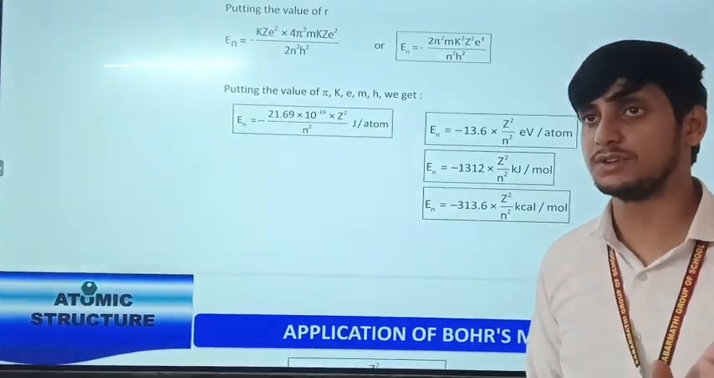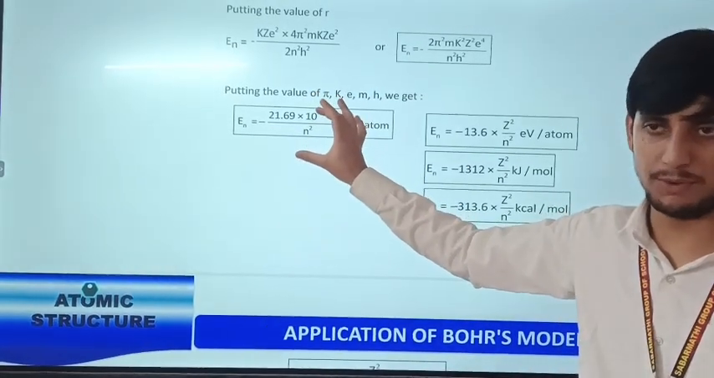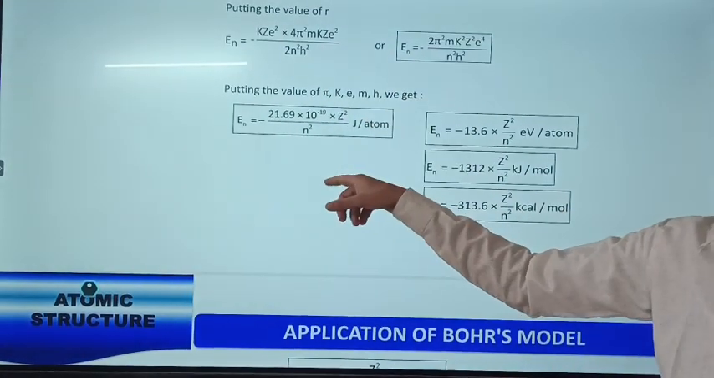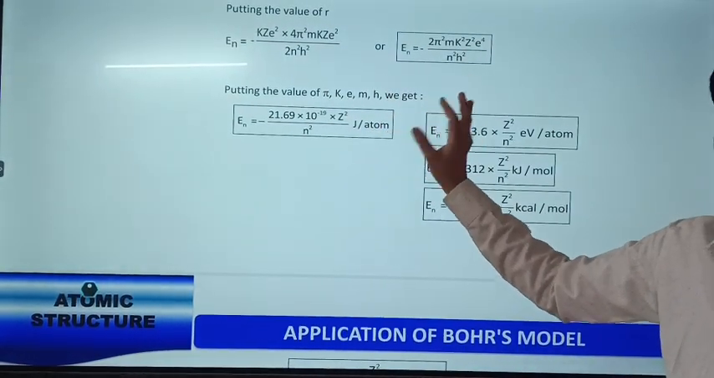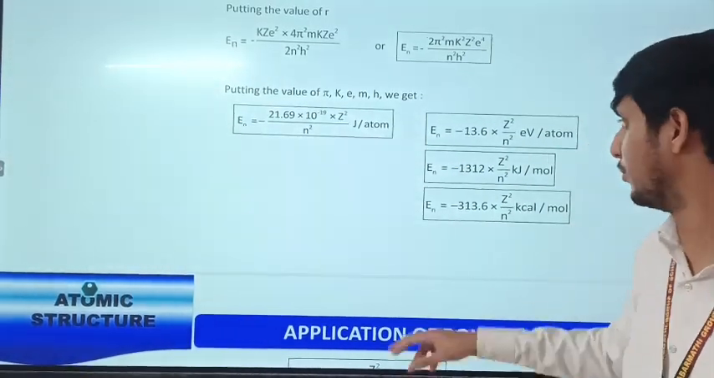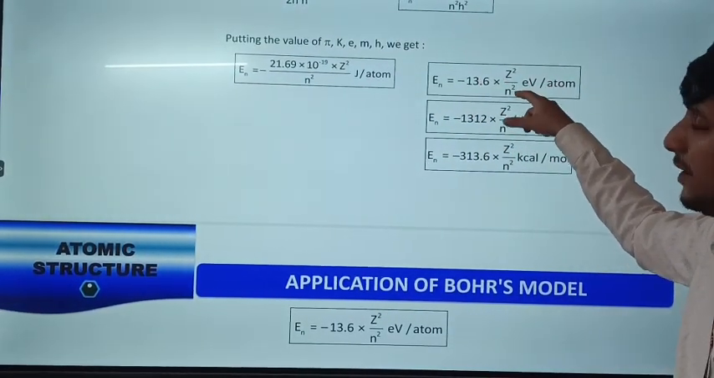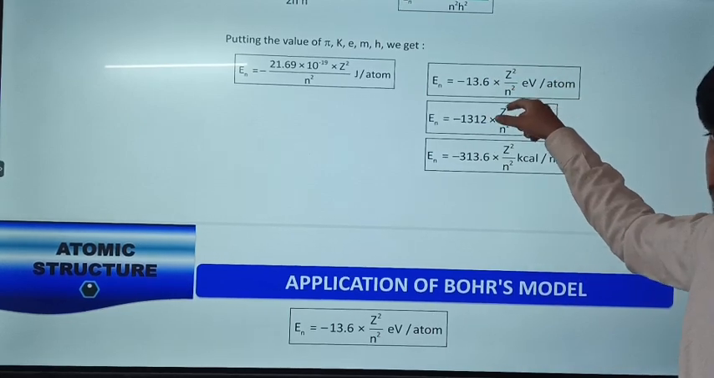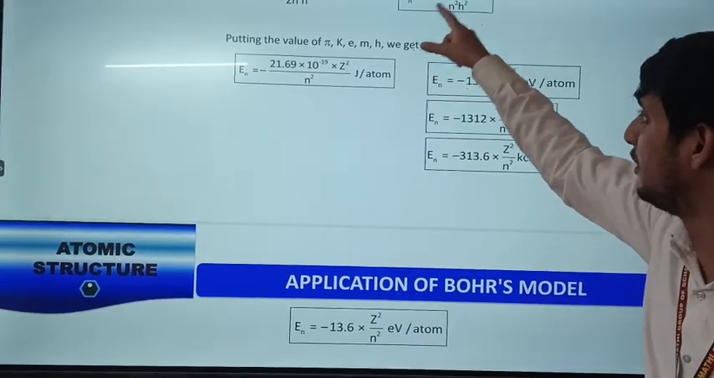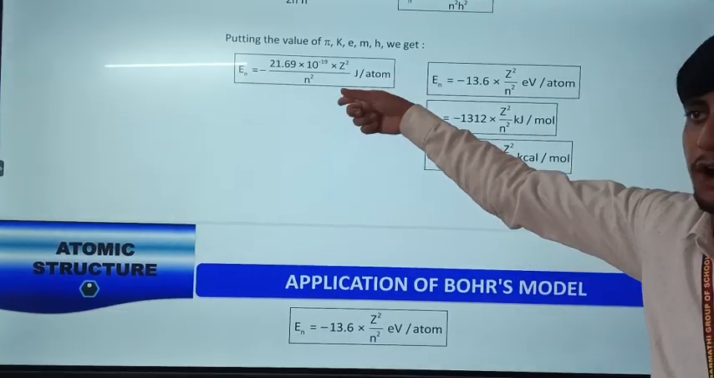If the examiner asks the question in joule per atom, you have to use this formula: 21.69 into 10 power minus 19 Z square upon n square joule per atom. Most of the questions are asked in electron volt: minus 13.6 into Z square upon n square electron volt per atom. Try to remember these three formulas. If you know one formula, you can convert the rest.